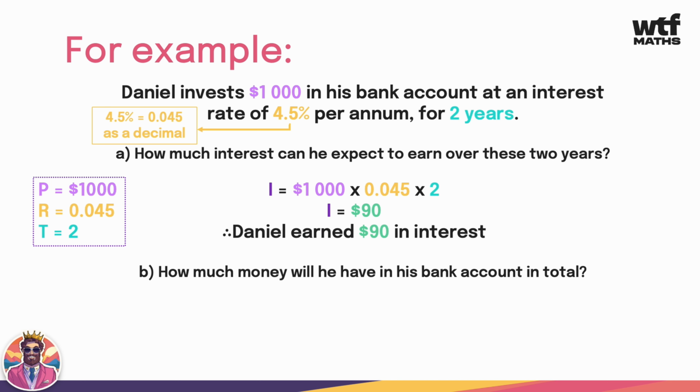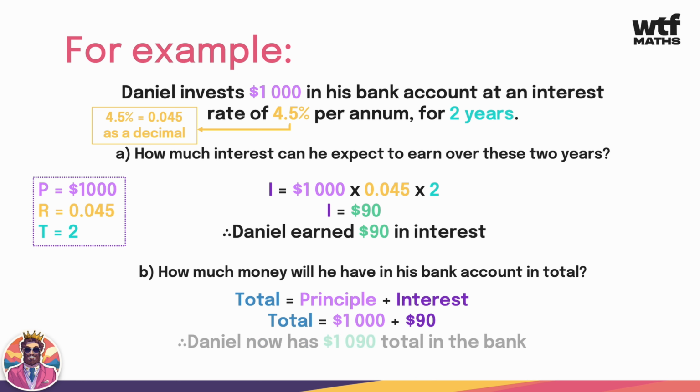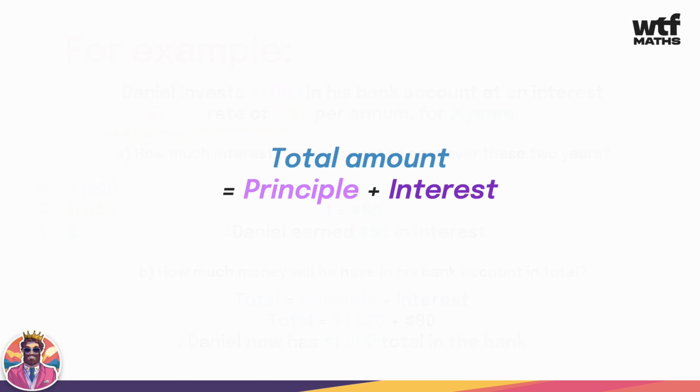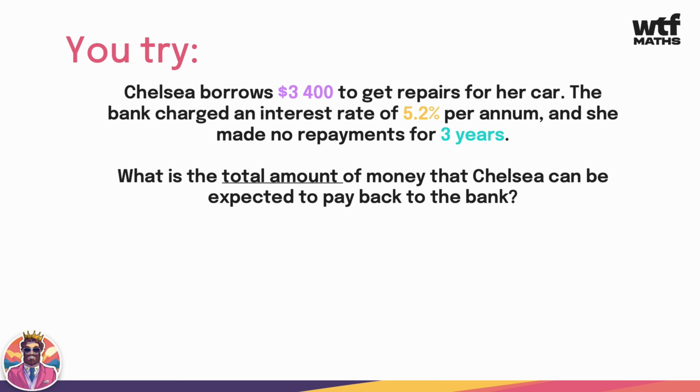So how much money will he have in his bank account in total? Well, if he started with $1,000 and he earned $90 interest, we're just going to have to add those two numbers together. So the total is the principal plus the interest. So it's going to be 1,000 plus 90, which is $1,090. So that's the total amount of money he has in his bank account. You might be asked to work out the total in different questions, so just remember the total amount is your principal plus your interest.